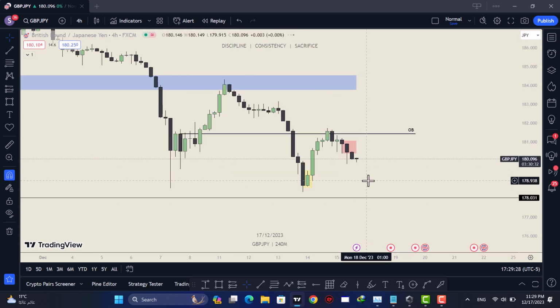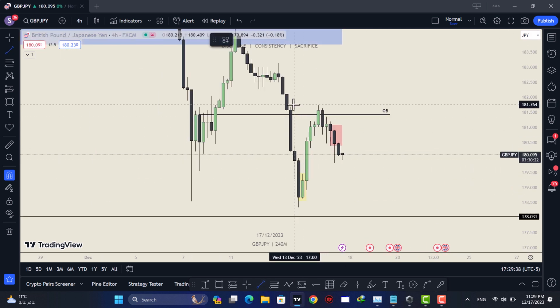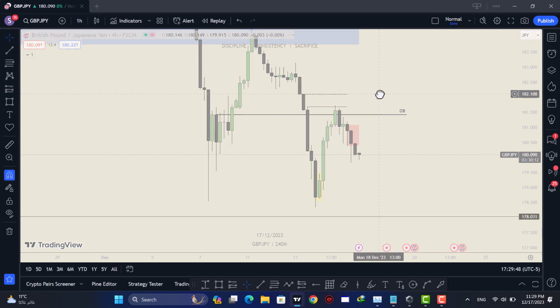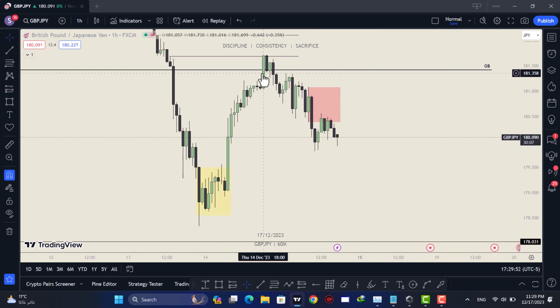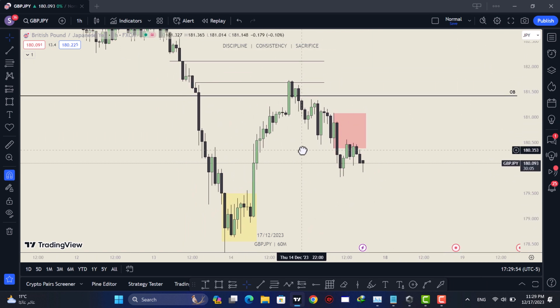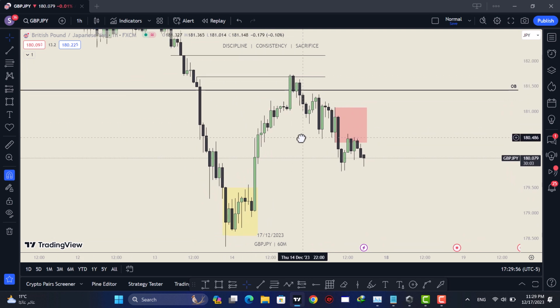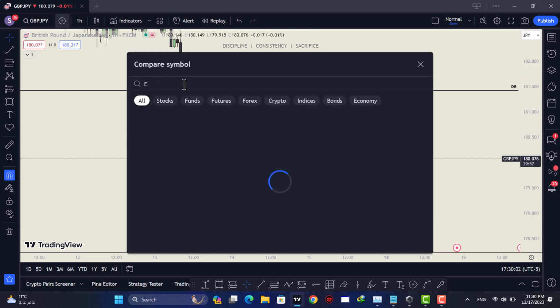On the 4 hour, as you can see, price retraced from this, rejected from this fair value gap, right? So refinements. And on the 1 hour, as you can see, we are on a market maker sell model, right? So this is a smart money reversal. I'm not sure if we have an SMT, so let's check if we have an SMT right here.